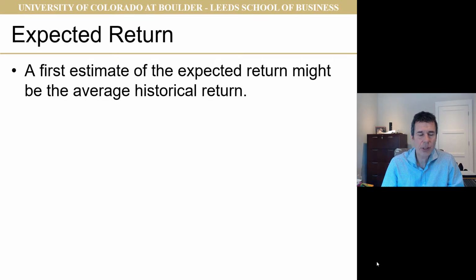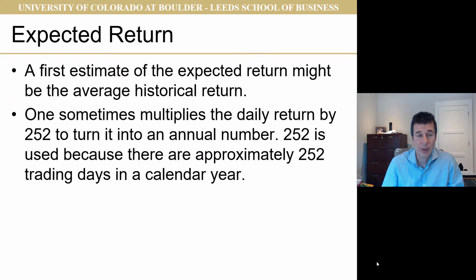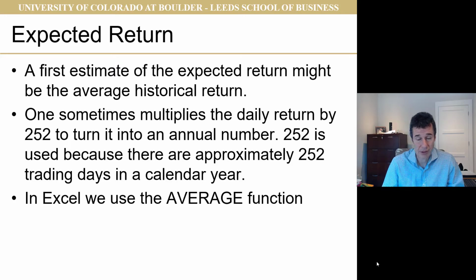Now, expected return, a first estimate of the expected return might be the average historical return. Now, if we've got daily stock prices, if we use average, we're going to get an expected daily return. Very often, one might multiply that by 252 to turn it into an annual number. So 252 is used because there are about 252 trading days in a calendar year. So in Excel, we use the average function.